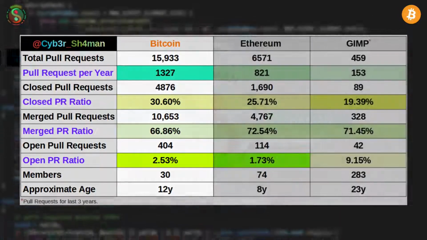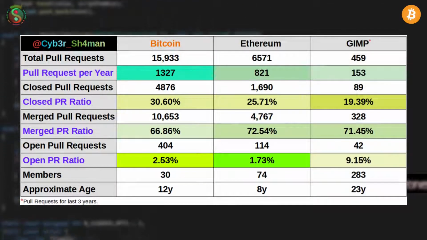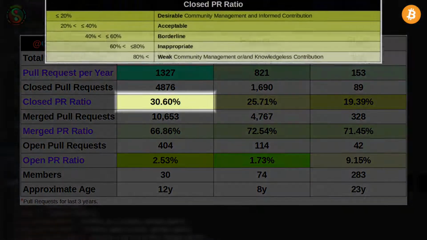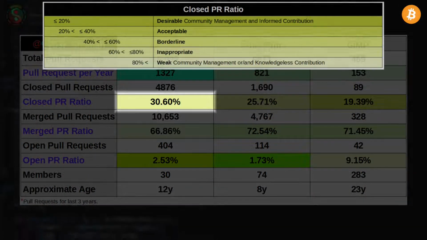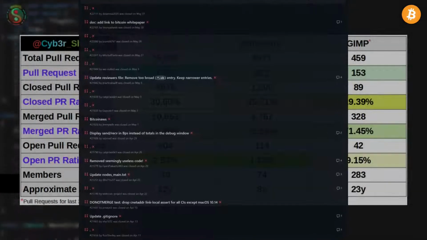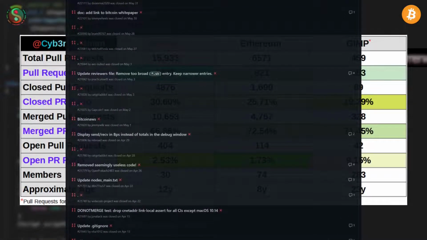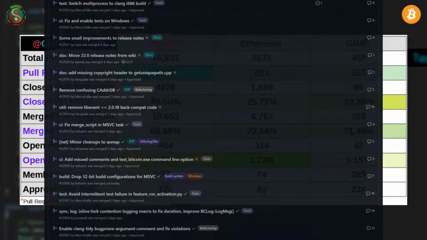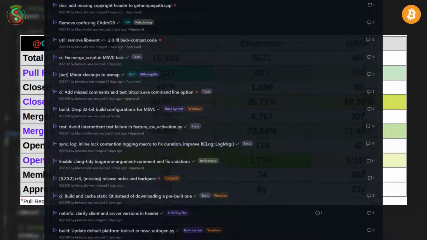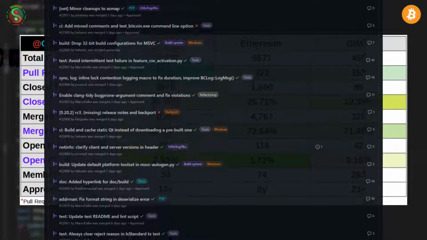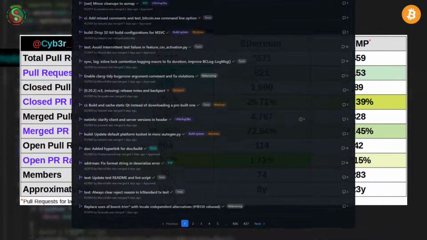By calculating the metrics for pull requests, we can see the closed pull request ratio is acceptable, but it could probably be even better if there were not too much hype around the project and more contributors were paying more attention to the pull request template and the project's management guides and contributing guidelines in the repository.